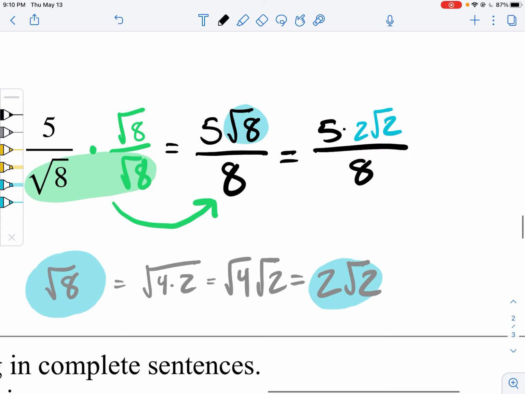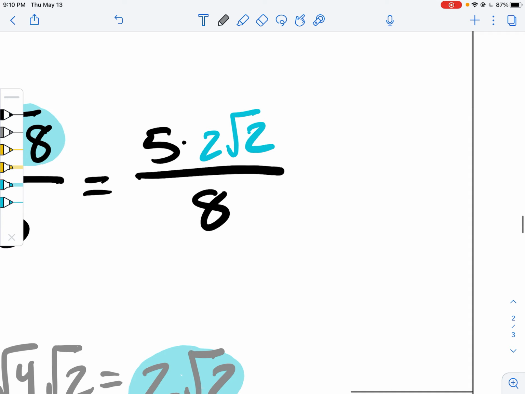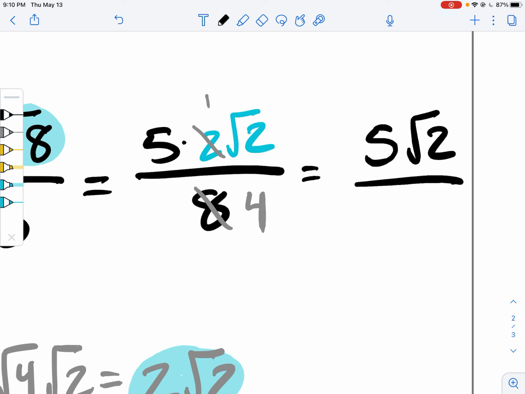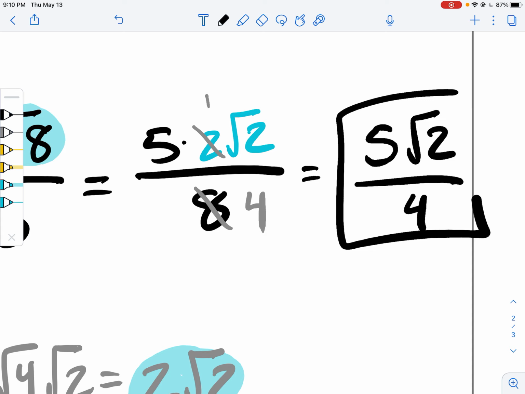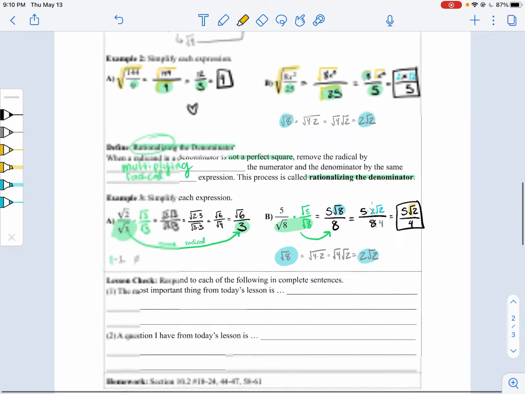We are almost done. Now we can reduce. Now we can say, oh, this is divisible by 2, and this is divisible by 2. So our final answer is 5 times the square root of 2 all over 4, and that's it. We cannot reduce this 2 with this 4 because this radical symbol is blocking us. Oh, yeah. There you go.